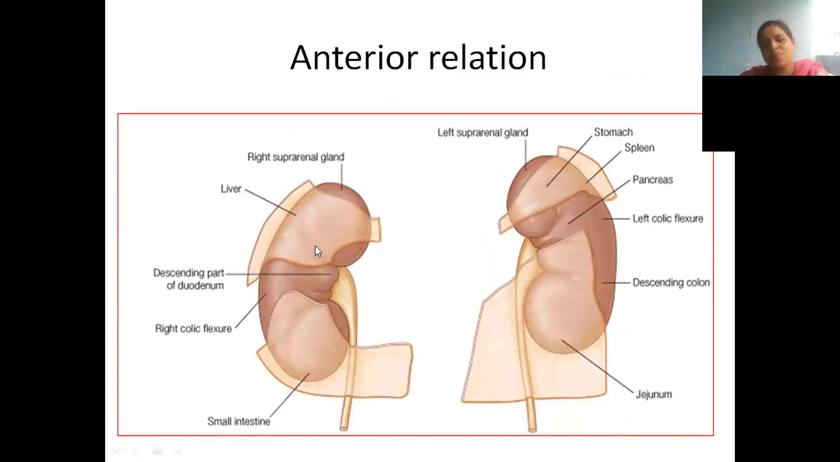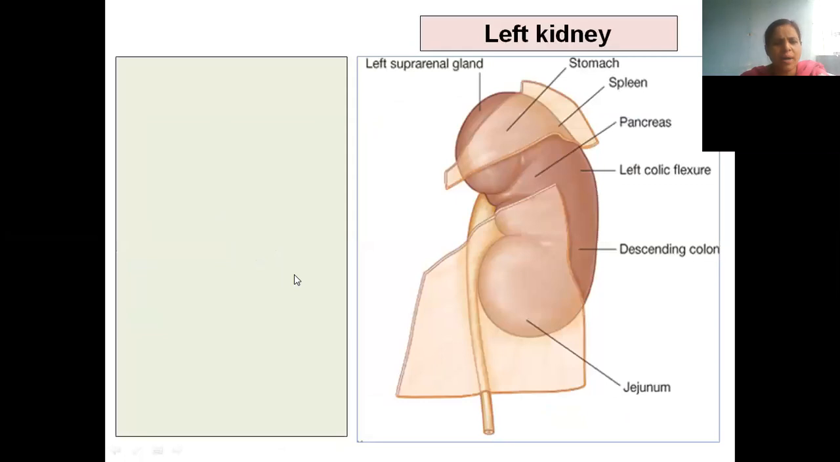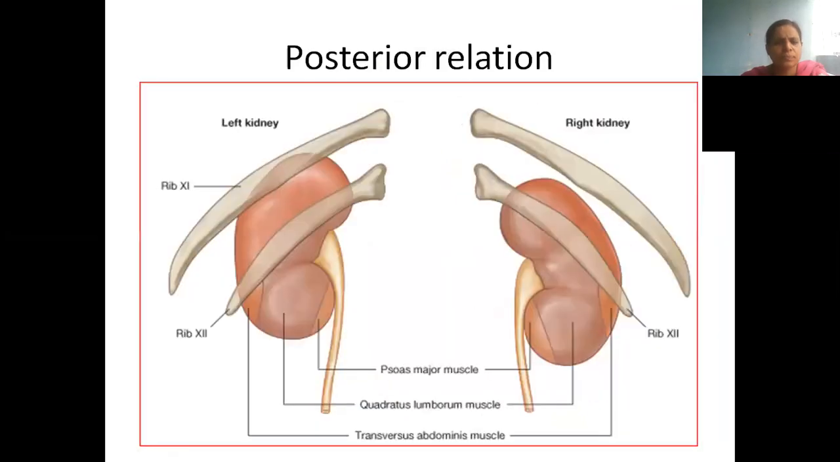When any organ is present behind the peritoneum, you call such organs retroperitoneal organs. So the area covered by the liver and small intestines is covered by peritoneum. On the left side you will see the area covered by the stomach and jejunum, they are covered by peritoneum. Okay, so those are the anterior relations. Now, posterior relations.